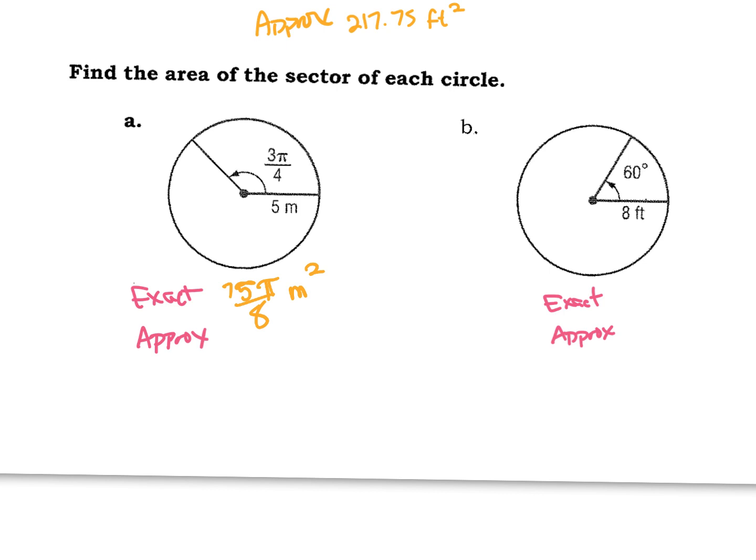I'm sorry, what is it? Okay, so 9.375 pi meters squared. Thanks, Avery. Okay, and then the approximate for that, what is that? 29.45 square meters? Did we get that?